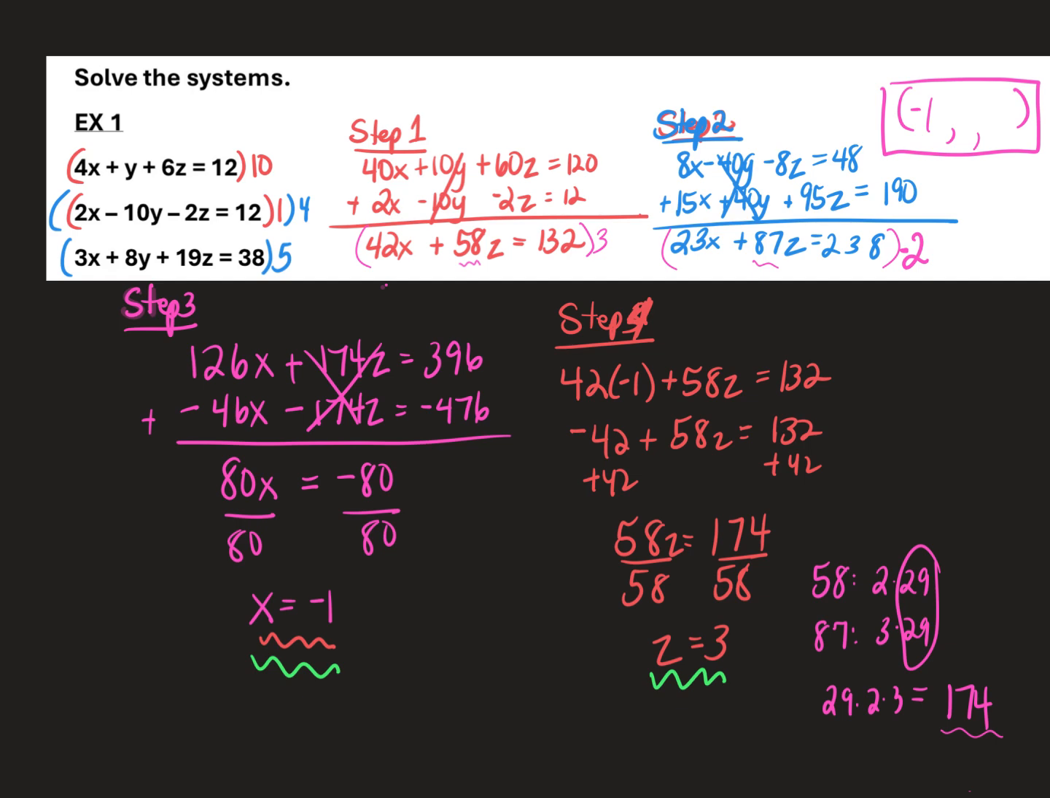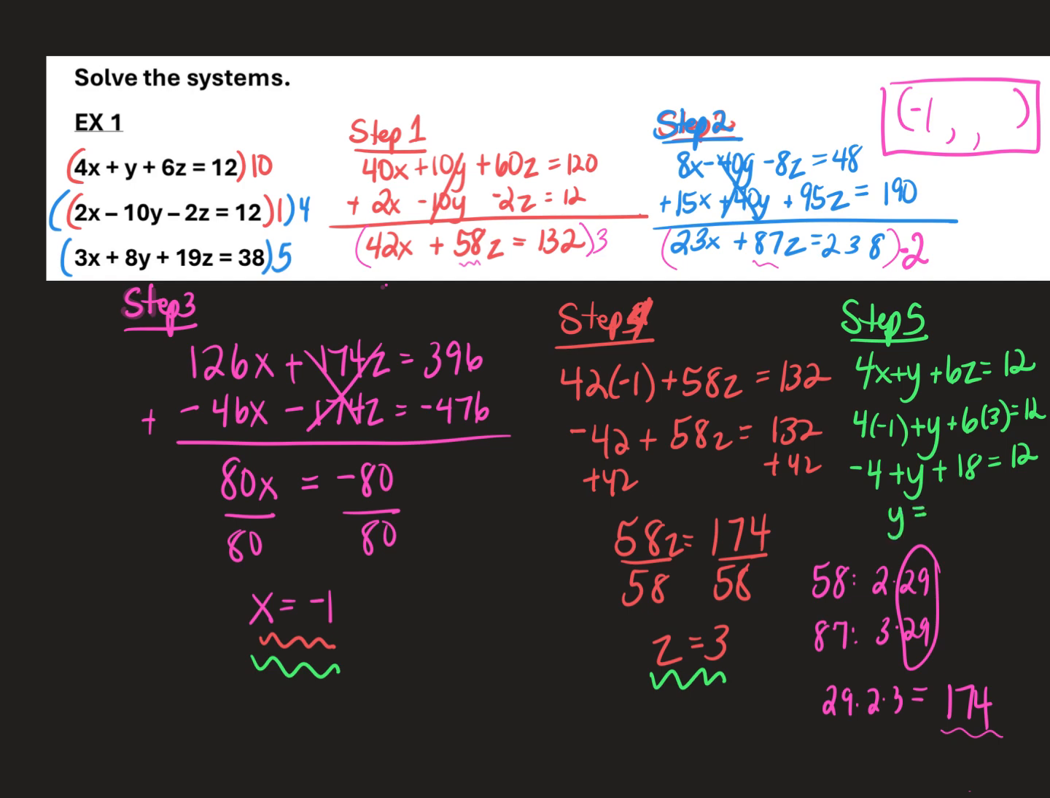So for step 5, I'm going to use 4x plus y plus 6z equals 12. I know x is -1. I do not know what y is. I know z is 3, and I'm trying to find y. So I'm going to multiply. Going to add like terms on the left-hand side. So y plus 14 is going to equal 12. Subtract 14. So y will equal -2.